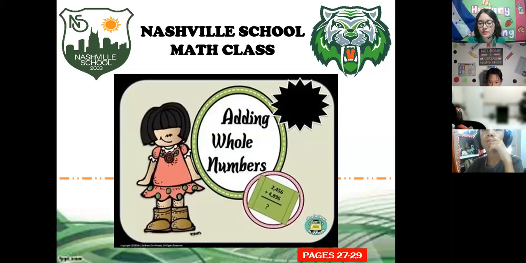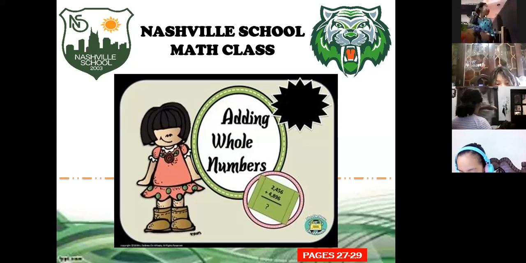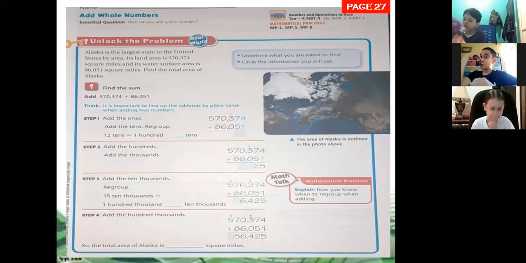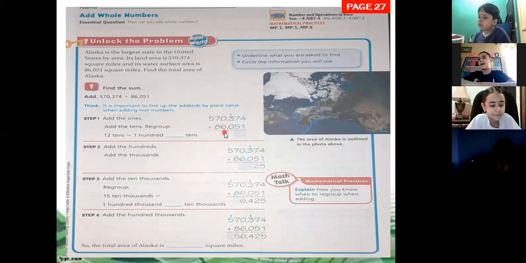Okay, let's continue, math. If you remember yesterday, we talked about adding whole numbers. Adding whole numbers on page number 27, we already worked on this, but I'm going to review. This is important. Don't forget, when we are adding two numbers, like this, 374 plus 86,051. We need to regroup according to where they are located.